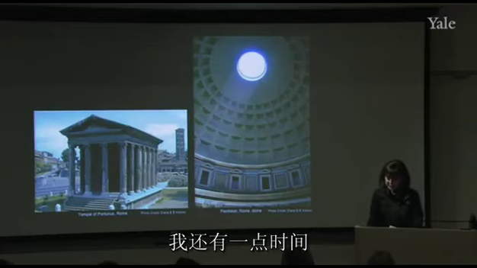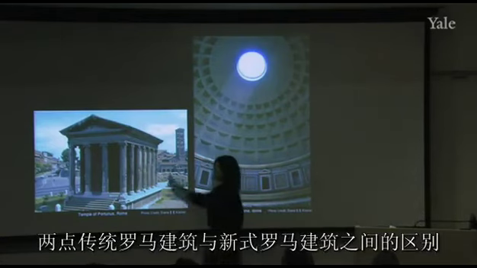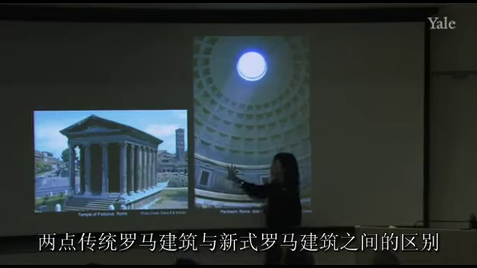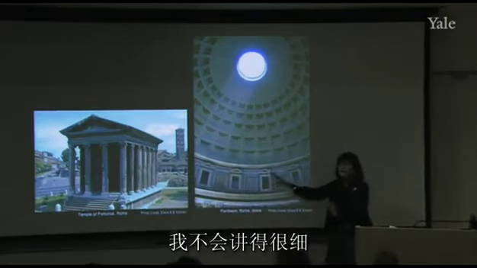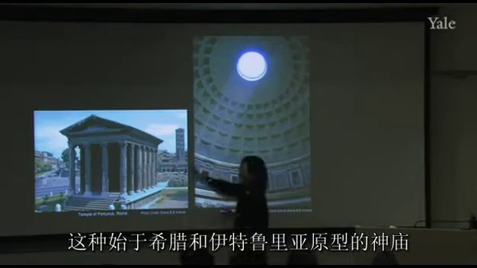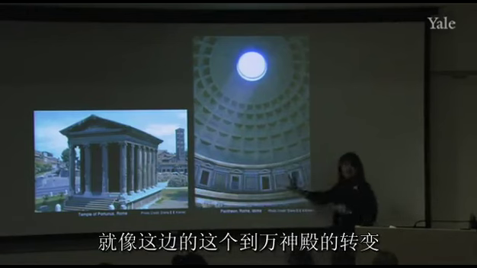I have just a couple of minutes, and I basically wanted to close by making two very quick points about the difference between traditional Roman architecture and innovative Roman architecture. I'm not going to go into that in any detail here. It's going to be the topic of one of our lectures very soon. But this is the transformation from temples based on Greek and Etruscan prototypes, like that one here, to something like the Pantheon.